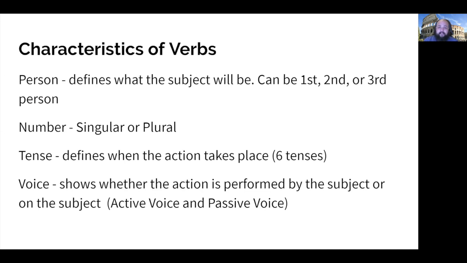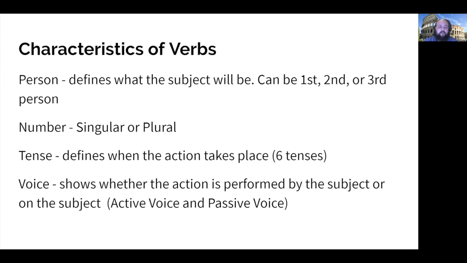We also have tense, okay? Tense defines when the action of a verb takes place. In Latin, there are a total of 6 tenses, okay? Throughout these modules, we're actually only going to talk about 2. Today, we're going to focus on the present, and then later on, we'll talk about one of the past tenses of Latin.